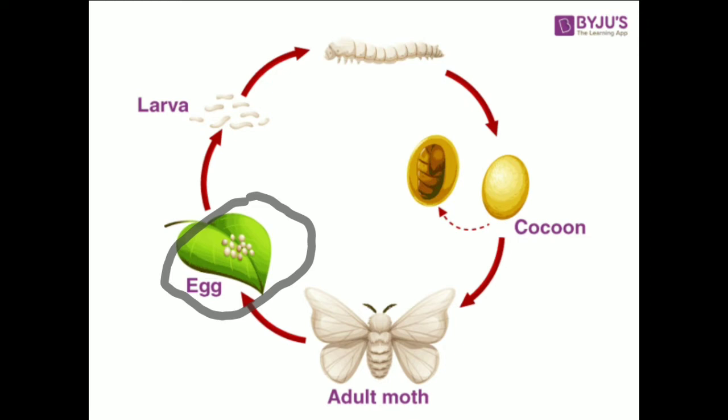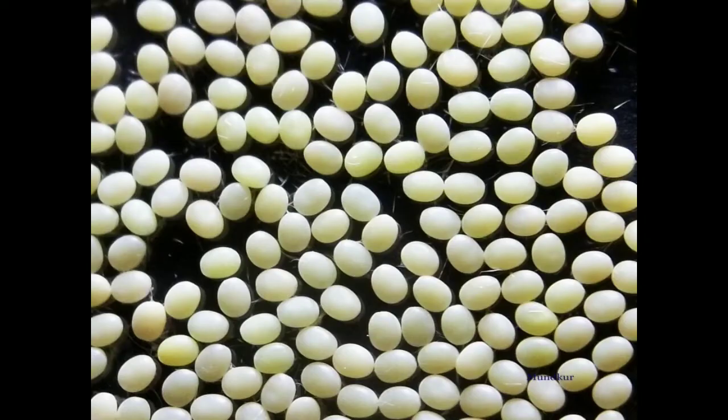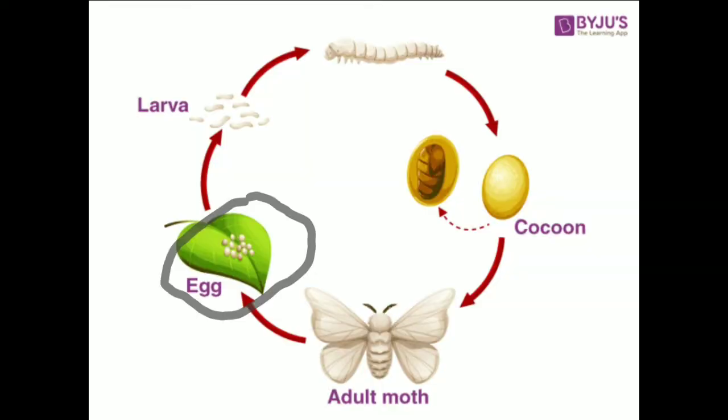After fertilization, each female lays about 300 eggs in clusters. The female covers the eggs with a gelatinous substance which helps to stick the eggs on the leaves. After laying eggs, the female does not take any food and dies within 4 to 5 days.